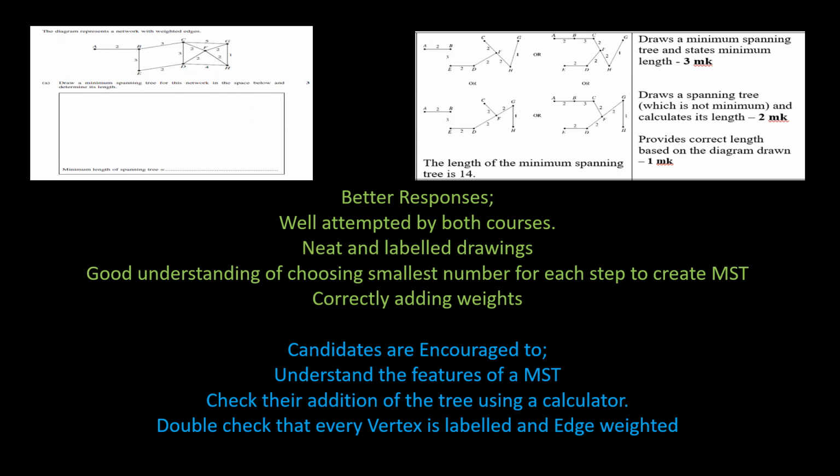Secondly, check their addition of the tree using a calculator. We saw a lot of kids write a tree and then add it up incorrectly because they're moving at a faster rate. So emphasise the fact: use your calculator, it's there as a checker and it will eliminate silly mistakes. And double check that every vertex is labelled and every edge is weighted, because that was a requirement in the marking scheme to get marks.